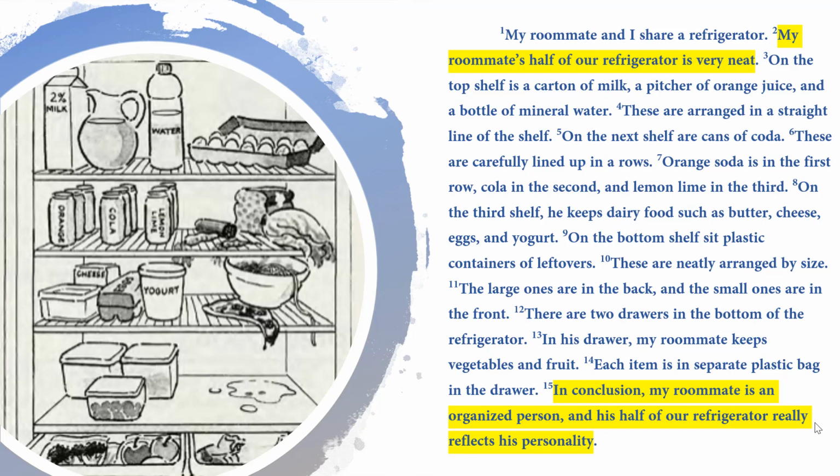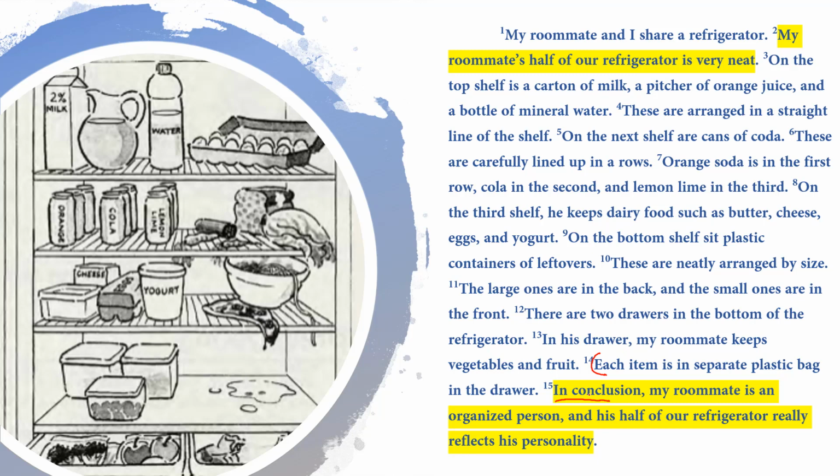As I said before, the sentence in yellow color is a topic sentence or thesis statement. This thesis statement is followed by some supporting sentences, beginning from "On the top shelf is a carton of milk, a pitcher of orange juice, and a bottle of mineral water." "Each item is in a separate plastic bag in the drawer." This is the last supporting sentence, which is followed by the concluding sentence.